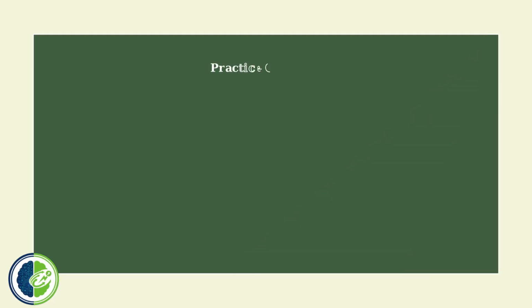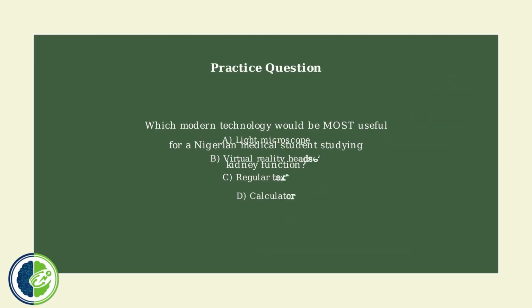Time for practice. Pause the video and think about this question. When you're ready, continue and I'll share the answer with you. The answer is B, virtual reality headset. VR allows students to explore 3D kidney structures, see blood flow, and understand complex processes better than traditional methods. This technology is already being used in some Nigerian universities.